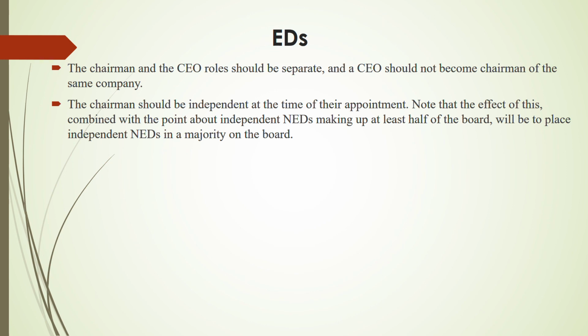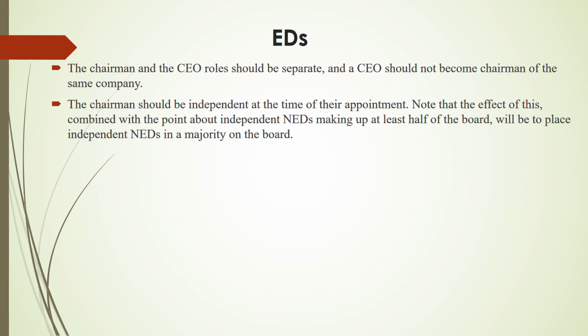The chairman should be independent at the time of the appointment. When they are being appointed, they have to be independent. Note that the effect of this combined with the point about independent non-executive directors making up at least half of the board will be to place independent NEDs in the majority of the board, right? When we are placing the independent NEDs in the board, the majority of them have to be independent non-executive directors, because the chairman will only be one.